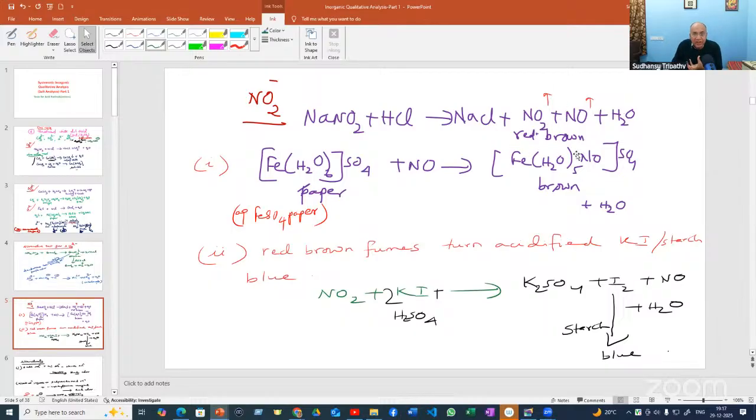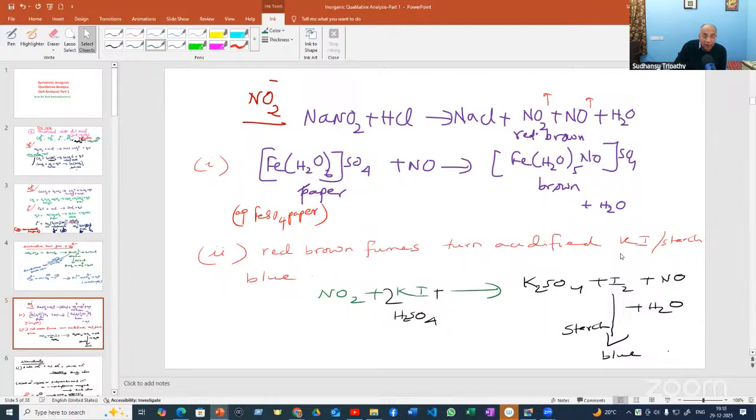The observation is that any nitrite salt with any dilute non-oxidizing acid like sulfuric acid or hydrochloric acid will produce a reddish brown gas, NO2 gas. But there will be hidden NO, a colorless gas. That is detected by ferrous sulfate, which will turn brown. But in your book, they have detected NO2.